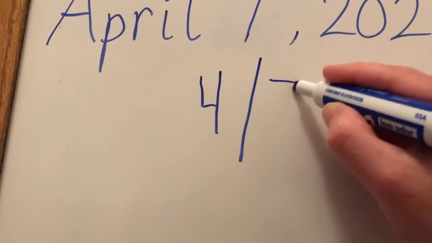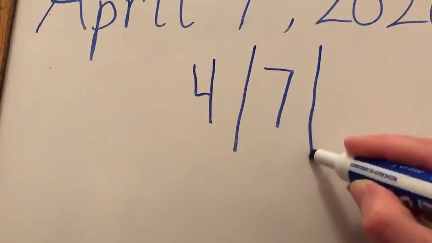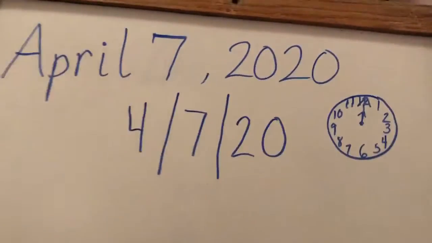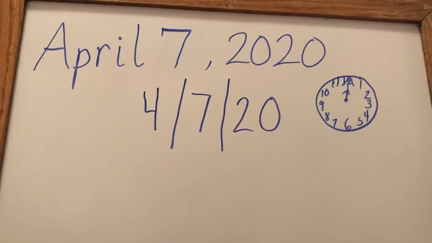April is the 4th month of the year. It's the 7th day of the month. And the last two digits is 20: 4, 7, 20.